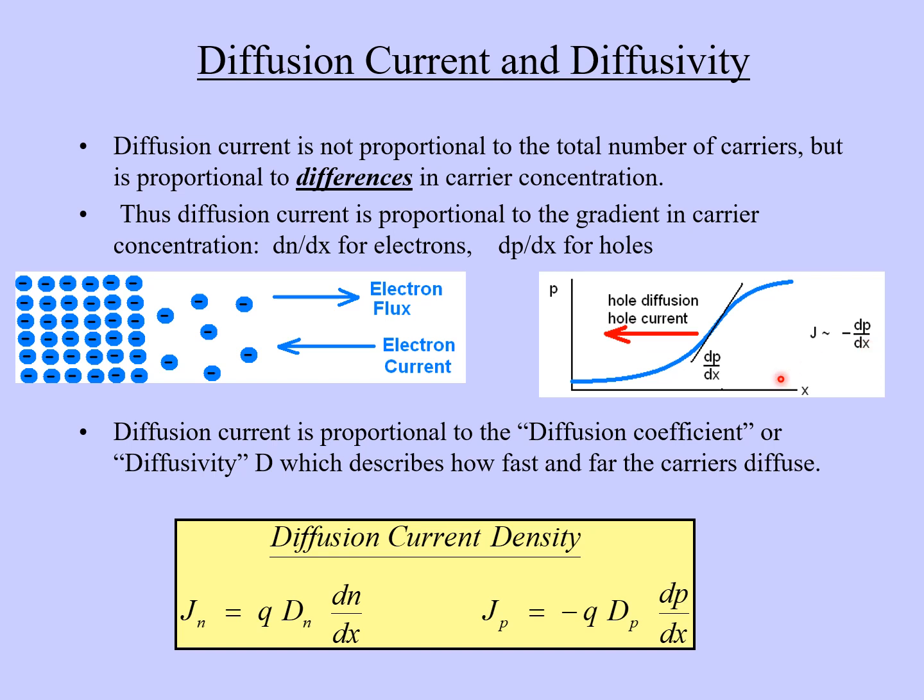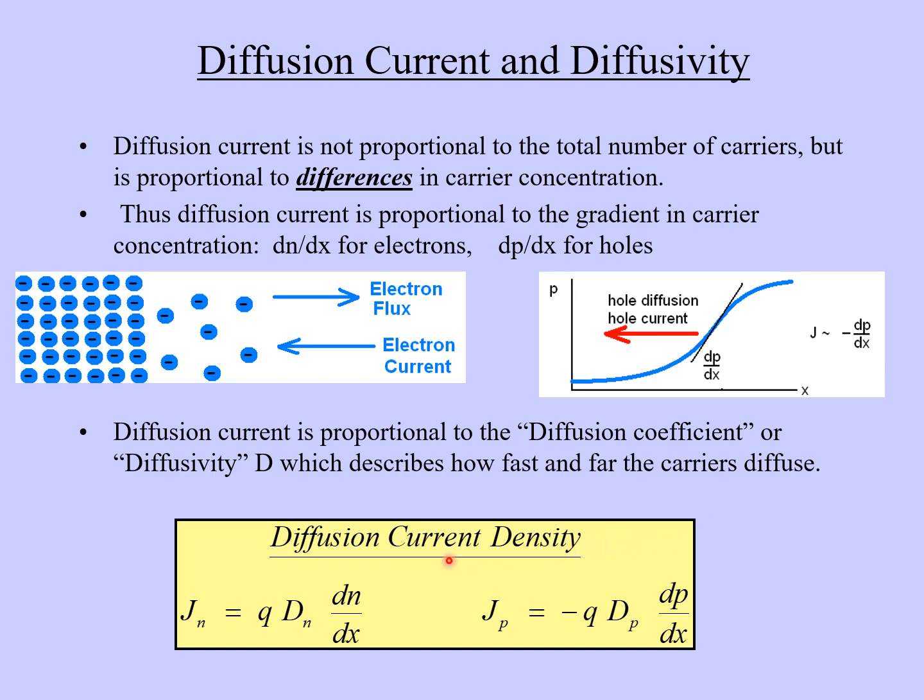So the other thing, we've got the diffusion current is proportional to this gradient here, either dN dx or dP dx, but it's also proportional to something called the diffusion coefficient, or another word for it is diffusivity, and it's given by the uppercase letter D. The diffusivity just describes how fast and far the carriers diffuse, okay, when they're undergoing diffusion.